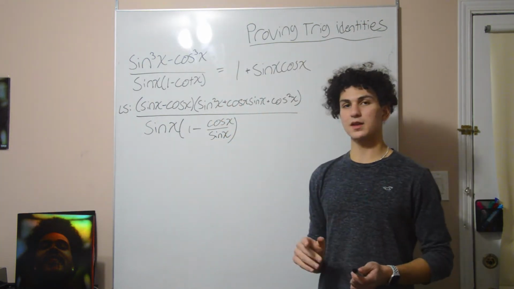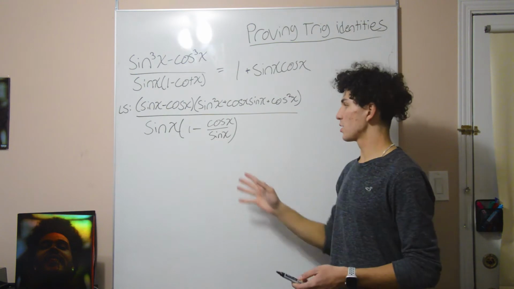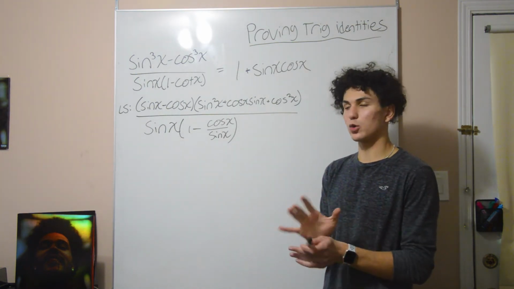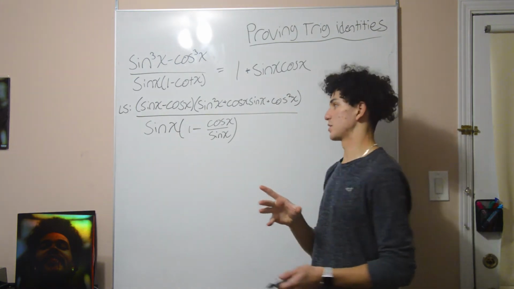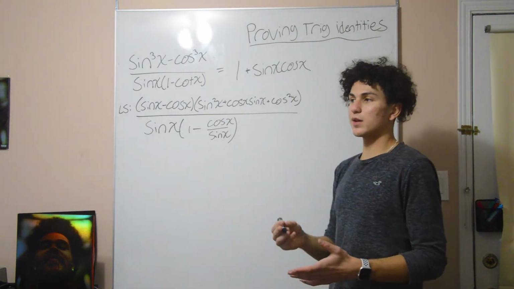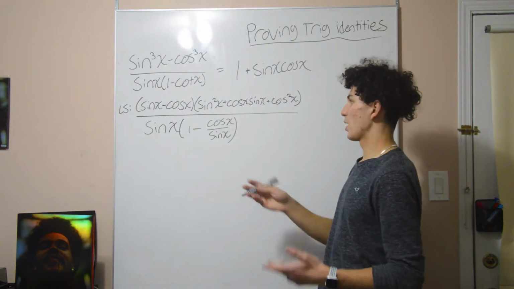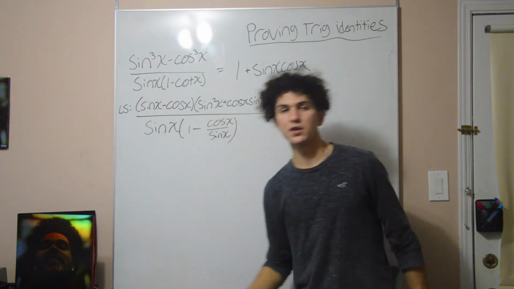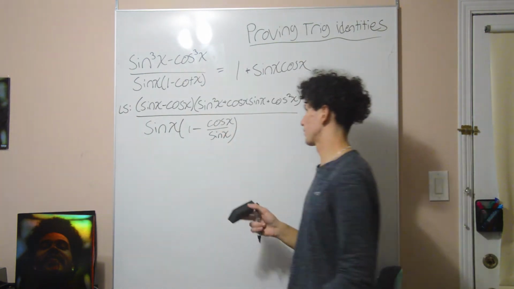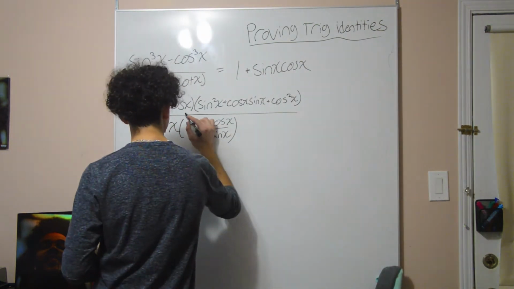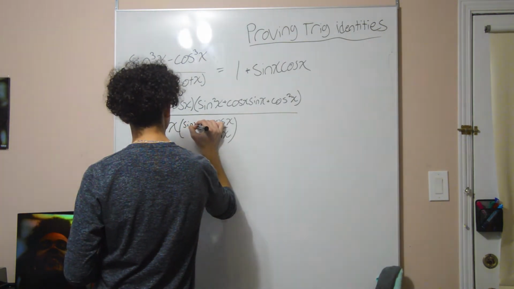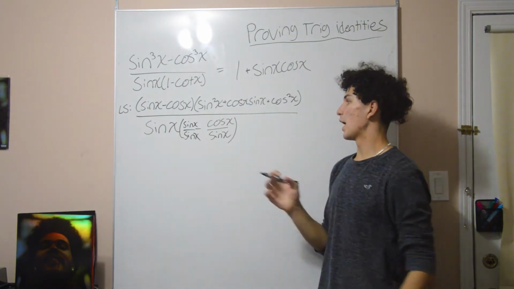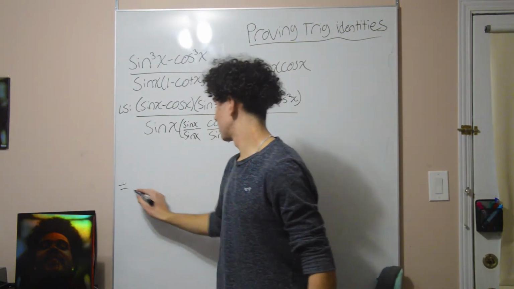Now, something that should always be done, as soon as you see a 1, 1s are your go-to, like they're your key basically. As soon as you see a 1, it can be anything over itself. And in this case, we want to make it the same denominator, so we're going to change this 1 to sine x over sine x. Real quick, let's do that. Sine x over sine x, that's still 1. And now from here, let us do the next step.